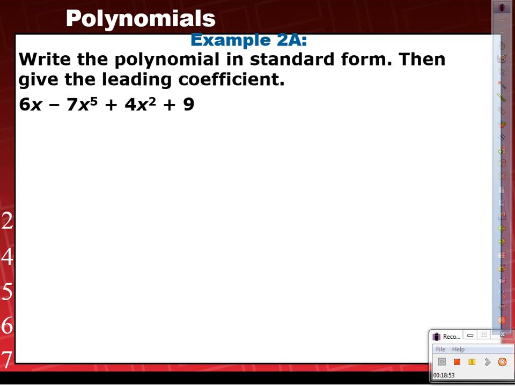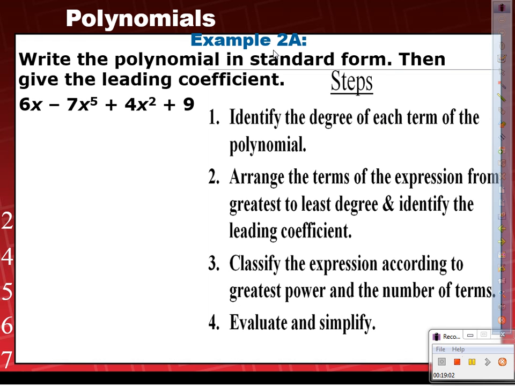Now for this one, check this out. I'm going to do the first 2 steps of the steps that we wrote. The first one, it says identify the degree of each term, and second, arrange the terms of the expression from greatest to least, and then from there we're going to identify the leading coefficient. Because they're asking us 2 things. Everybody look up. They ask us to write it in standard form and also identify the leading coefficient. So pens down, writing utensils down, pay attention please. Here it goes.